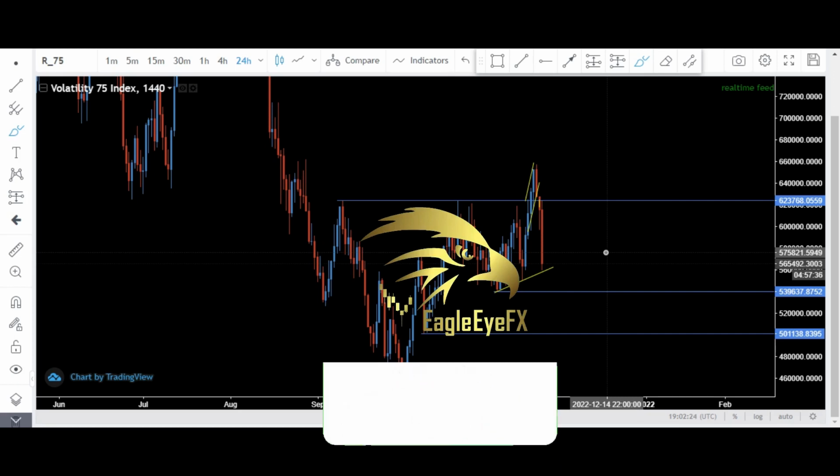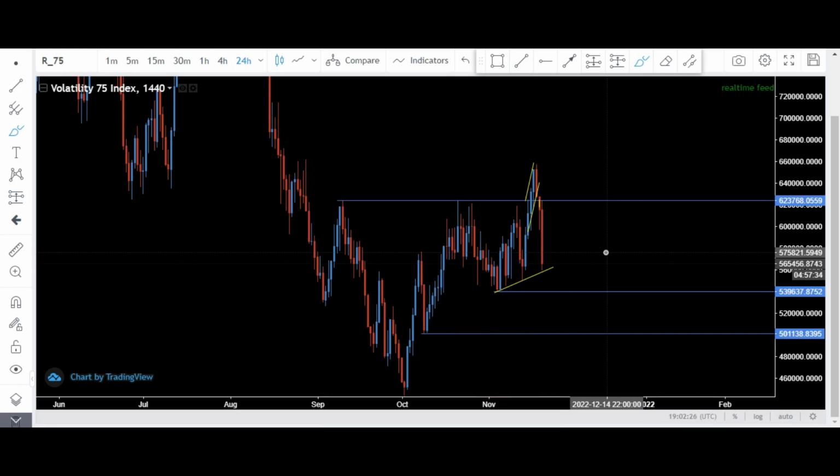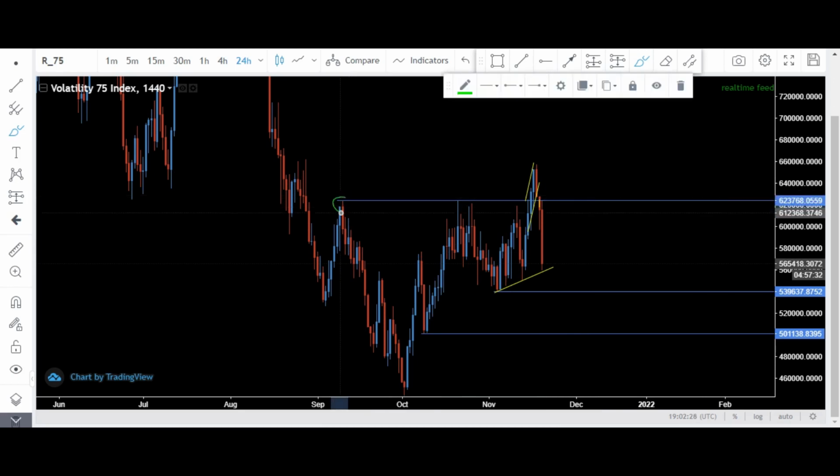All right, so I want to teach you something that you must always look for once you get to these areas. I call them areas of interest, on a higher time frame, maybe daily, weekly, monthly, whatever it is. These areas of double tops or double bottoms. You can see that once we got to this level here, where it's marked, I was looking for this market to move to the downside.